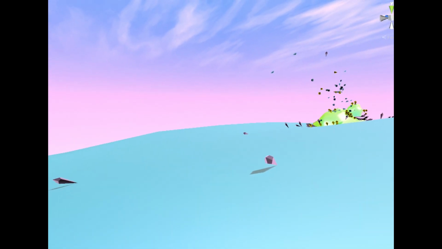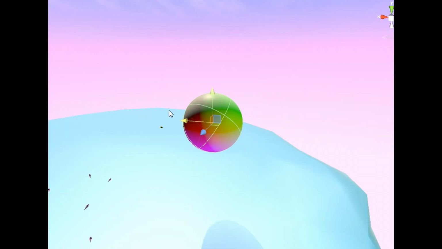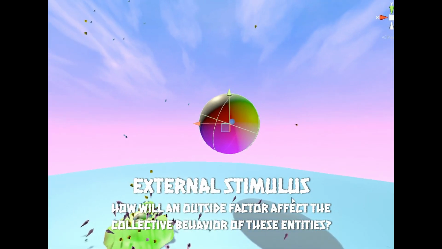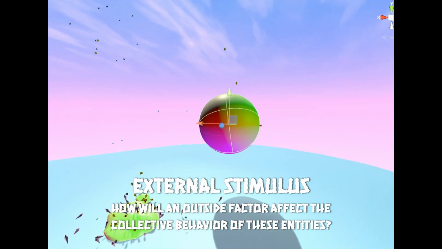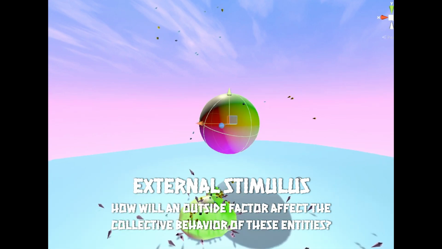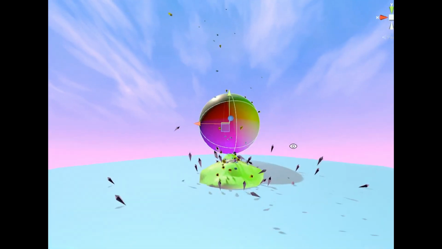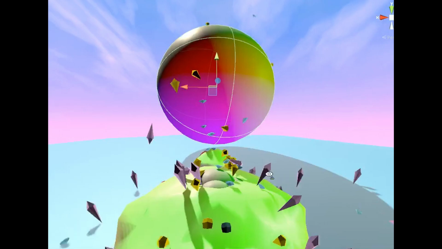External stimulus. Is it dangerous? I don't know. How will an outside factor affect the collective behavior of these entities? It's emergent behavior, remember, so none of this is planned. This is just a happening. Let's watch.